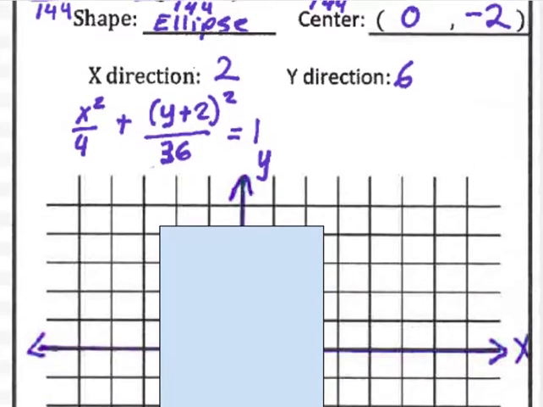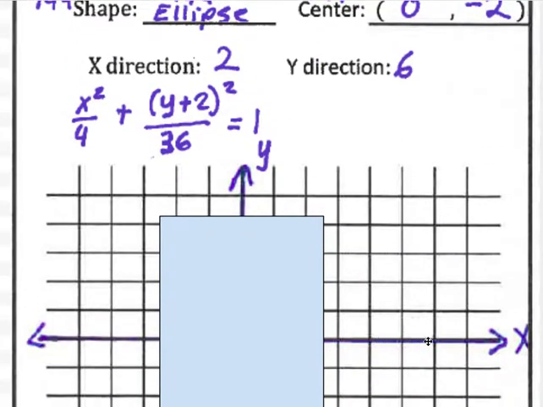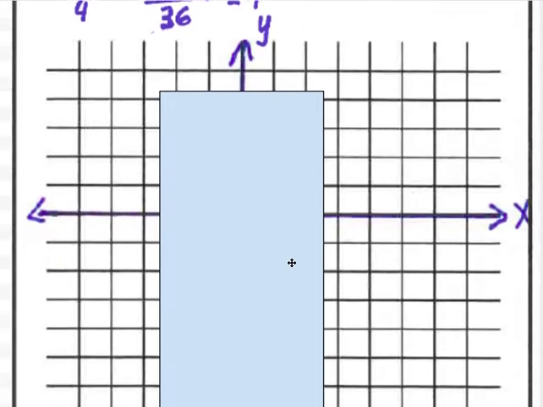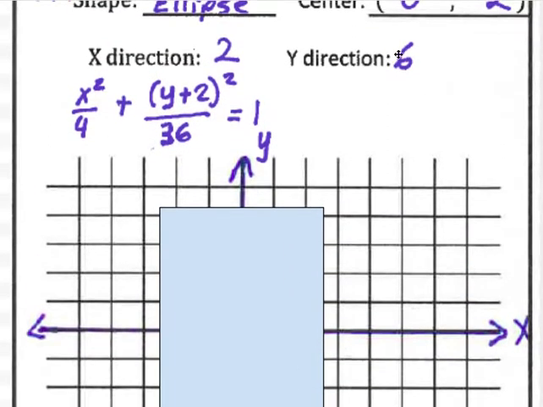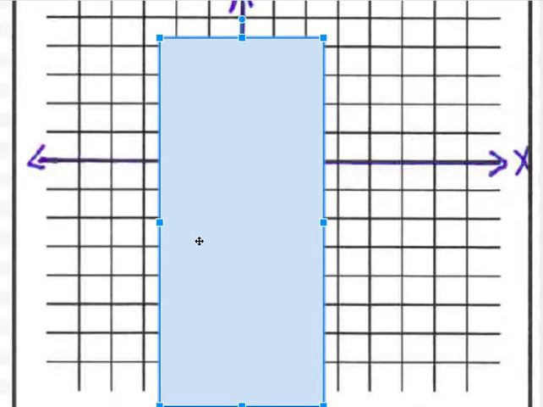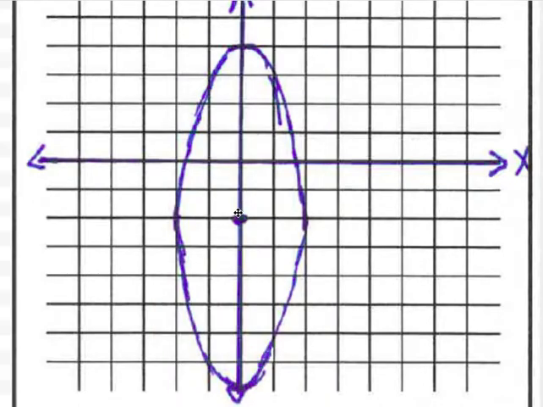Please be very careful with this graph. It really is important that you have the x-axis and the y-axis in the correct spot, or else you're not going to have enough space for your ellipse, because it does have a vertical radius of 6. All right, so set it up like this. When you plot the center of your ellipse here, you're going to go up 6 units, radius of 6, up and down, and then side to side your radius is 2. Okay, so that is how to graph 2 of our conic shapes.